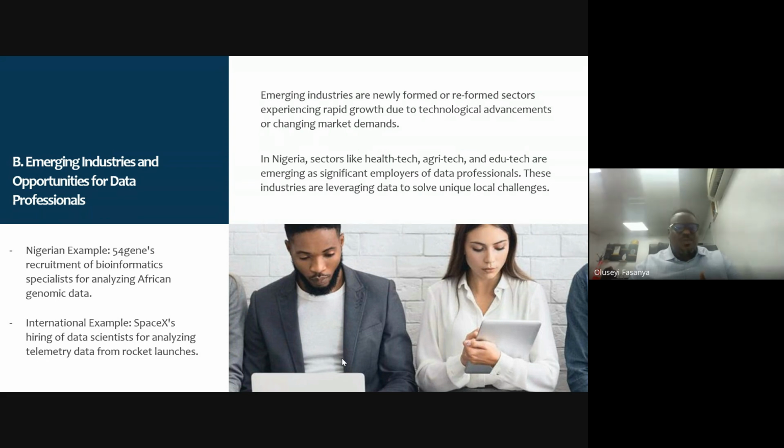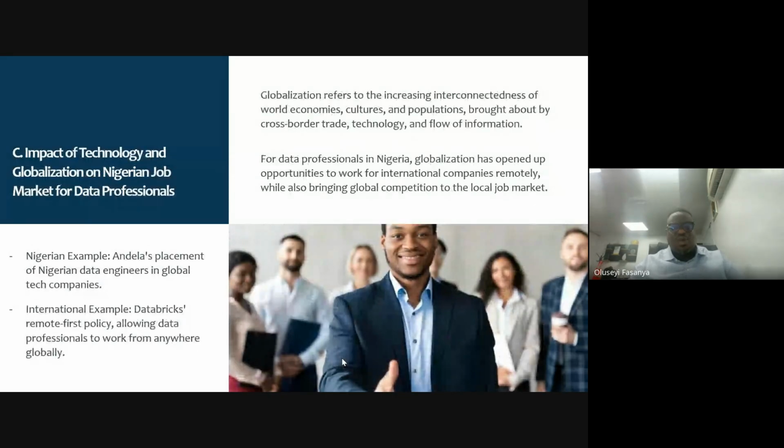On the international sphere, SpaceX hiring data scientists to analyze telemetry data for rocket launches speaks to the importance of data scientists and how industries and companies are evolving to accommodate them. So what are the impacts of technology and globalization on the Nigerian job market for data professionals?